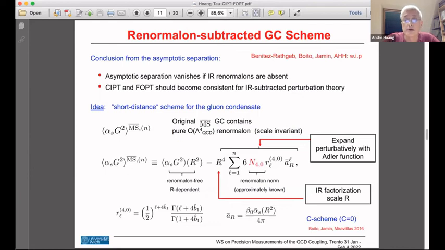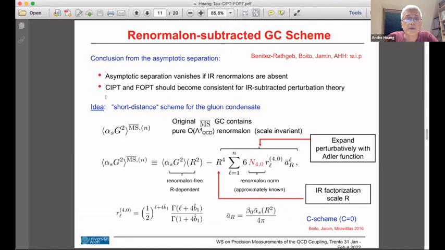It's well accepted. You cannot prove to all orders that this is really true, but it's now believed that switching the schemes really systematically improves things. It is not just accidental. And in this case, FOPT and CIPT should become consistent. This is precisely what we're trying in this new work.